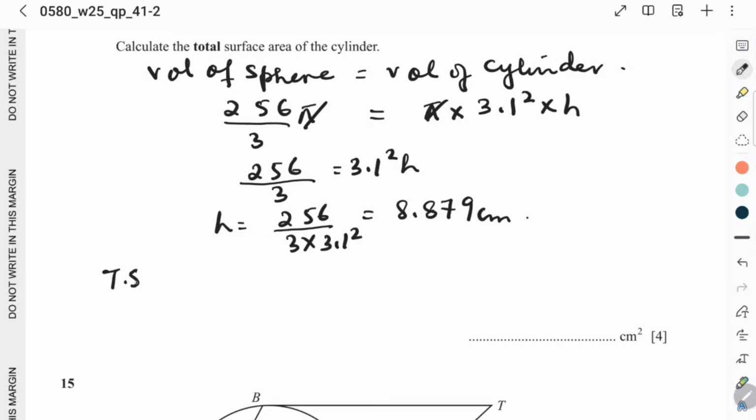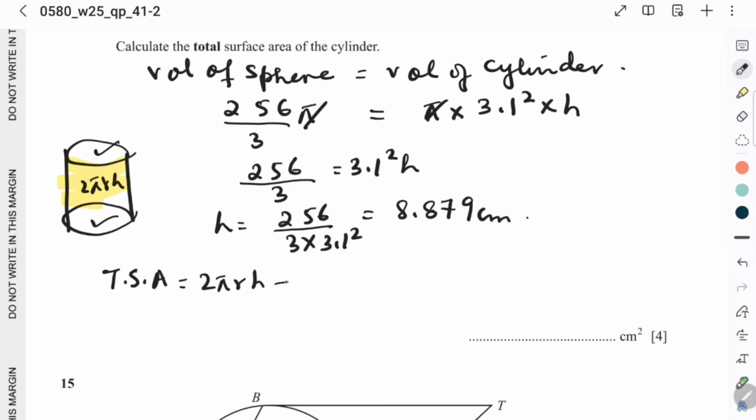So the total surface area for the cylinder is the curved surface area, 2 pi r h. What is the curved surface area? The middle part, and one pi r square and another pi r square. So 2 pi r h plus 2 pi r square. You can write it in a simple way: 2 pi r into h plus r. That is easy for us.